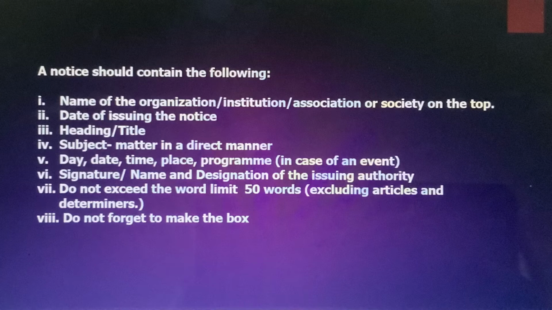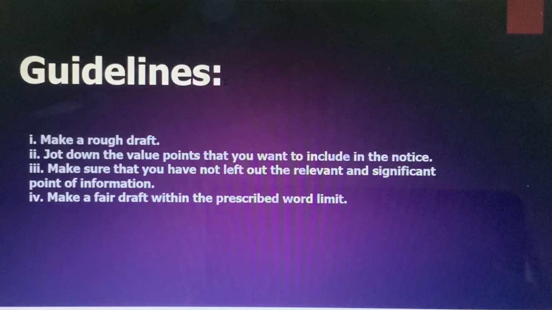Now this is something which is again a major mistake. Every time students tend to write everything correct and they do not make the box. If you do not make the box, you lose marks on the format part. Now, moving on to the guidelines: how you should draft a notice.